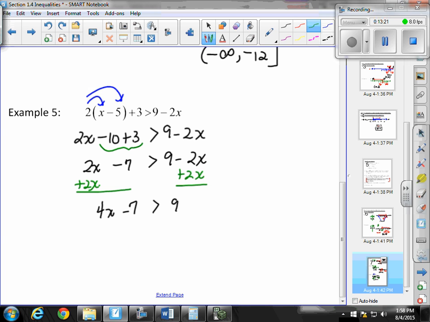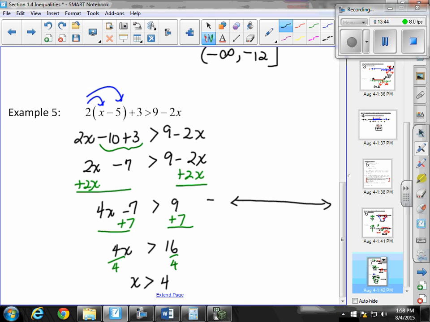I need to get all my numbers on the other side. I'm going to add 7 to both sides. 4x is greater than 16. And to get the x by itself, we divide by 4. Dividing by a positive, so the inequality sign stays the same. X is greater than 4.